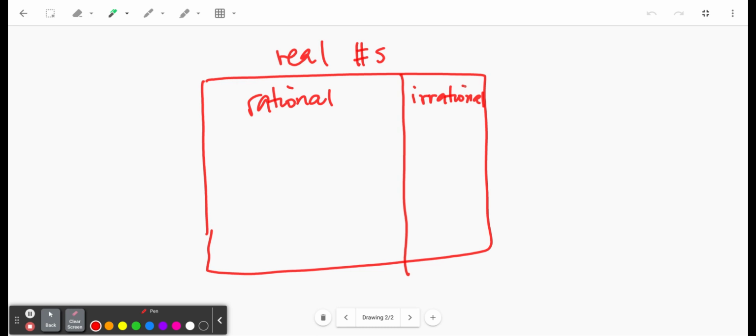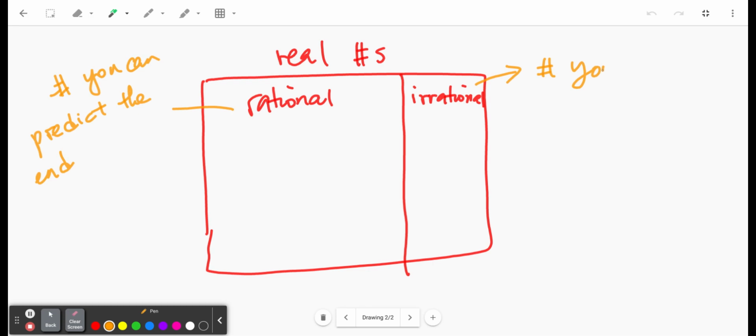Basically, rational is a number where you can see the end. You can predict the end. So irrational is a number where you cannot predict the end.